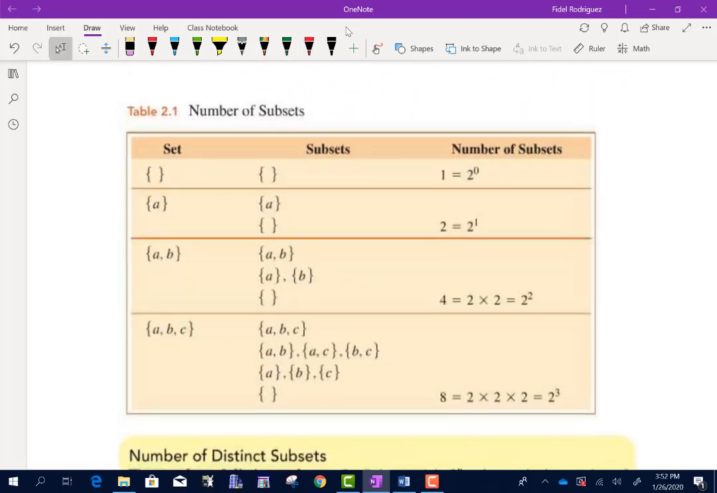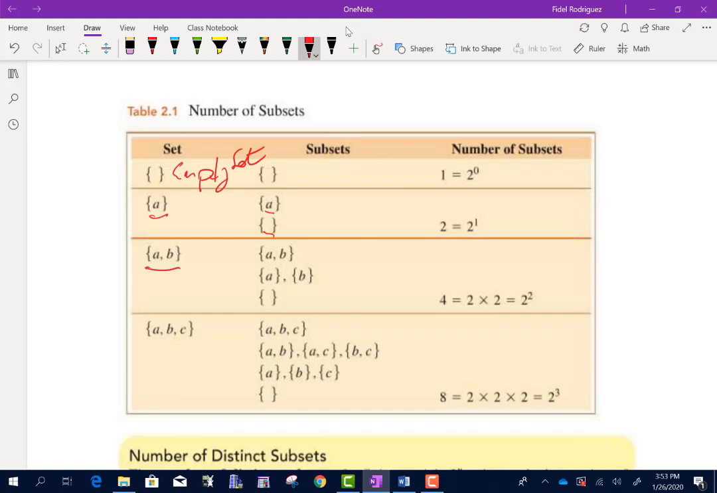All right. So now we're going to talk about the number of subsets. Remember, this one here is what we call the empty set. The only subset the empty set has is the set itself. That means there's only one subset. Now, the set containing one element, which is the letter A, has two subsets. It has the set itself and the empty set. So there are two subsets of it.